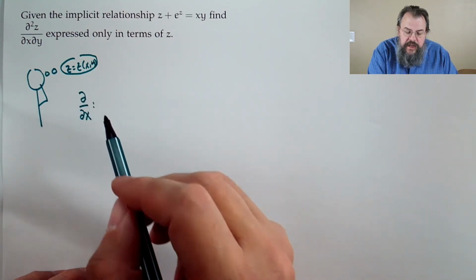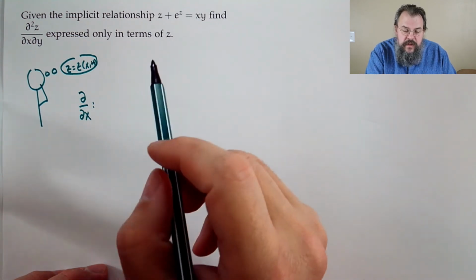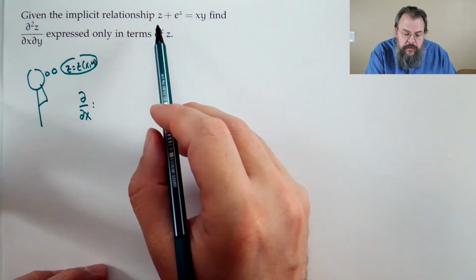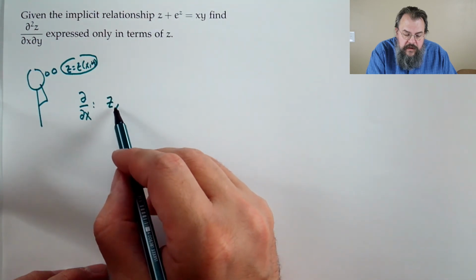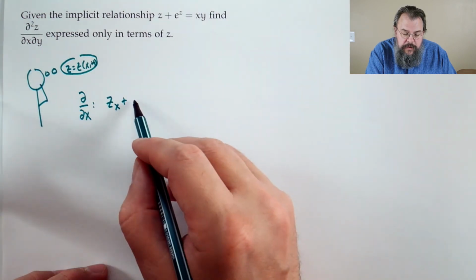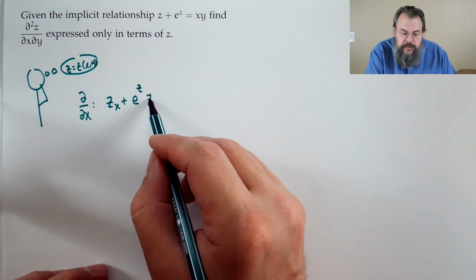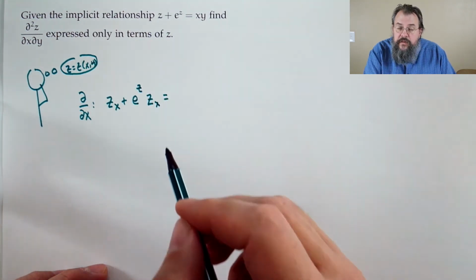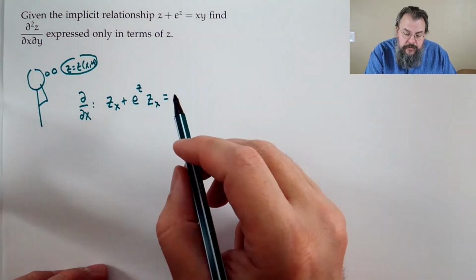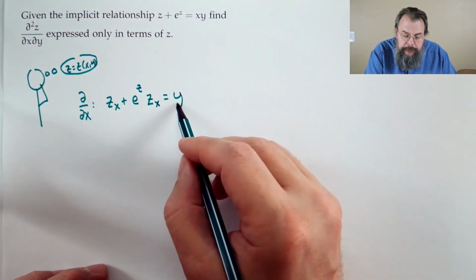Now, just for notation's sake, because we're going to go along here, I'm going to switch from using partial symbols to using subscript notation to denote derivatives. But just remember, it's still the same thing, it's just different notation. So when we take the derivative with respect to x, we'll have z sub x plus, okay, so that's the derivative of z with respect to x, plus then we have the derivative of e to the z, well that's e to the z, times the derivative of z with respect to x, which is z sub x, equals, on the other side, well, take the derivative of that with respect to x, and we get y.